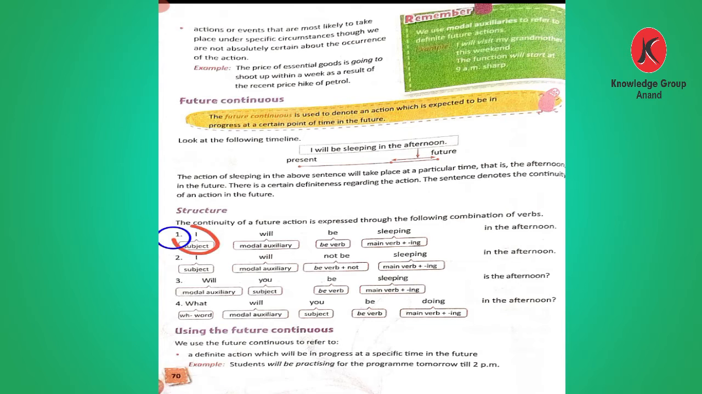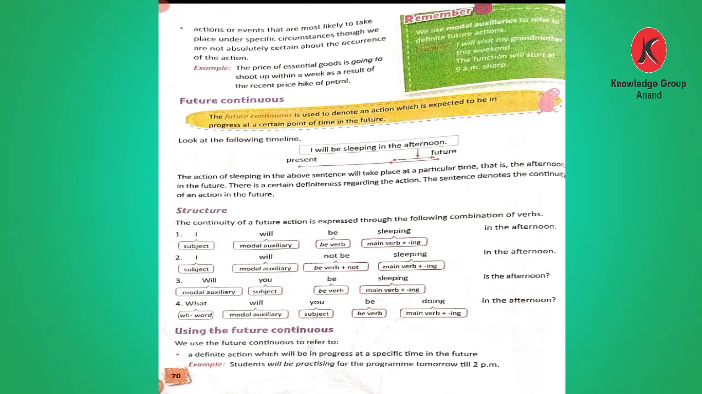So I is a subject, will is a modal auxiliary verb, be is a to be verb, okay, and sleeping is a main verb in a sentence with the ing form. Okay, because we are talking about continuous tense. So ing form, main verb plus ing we have to use.